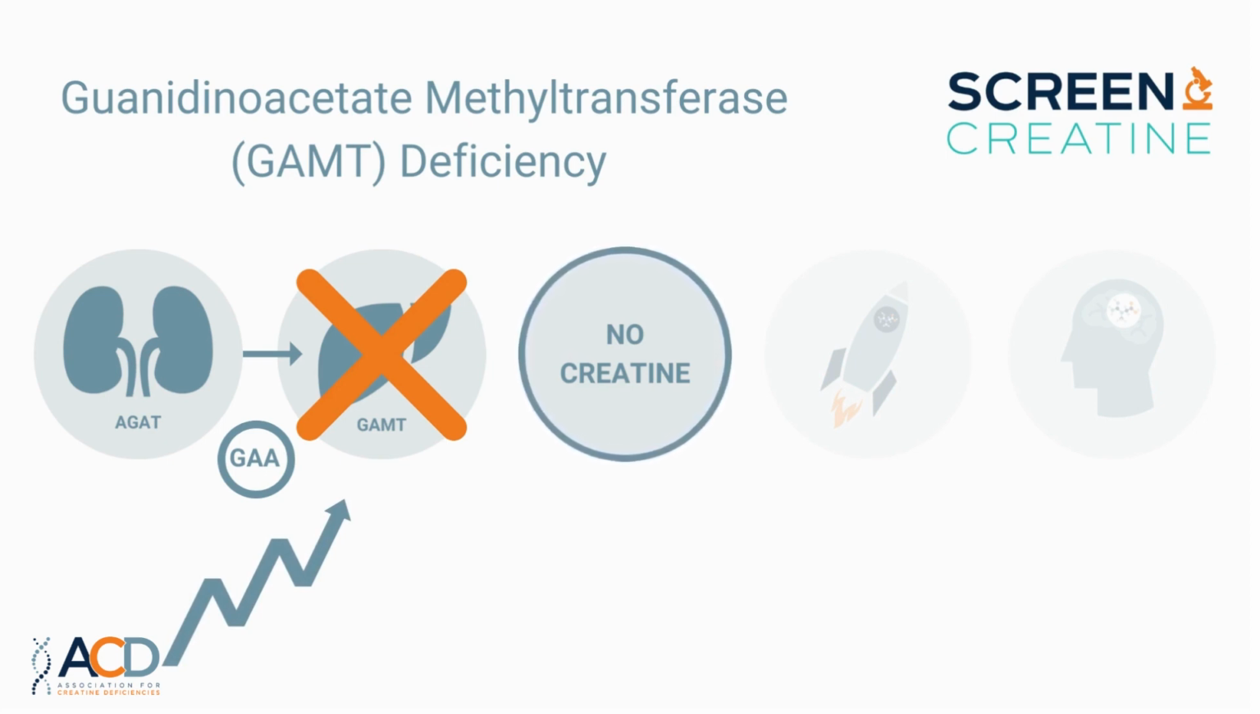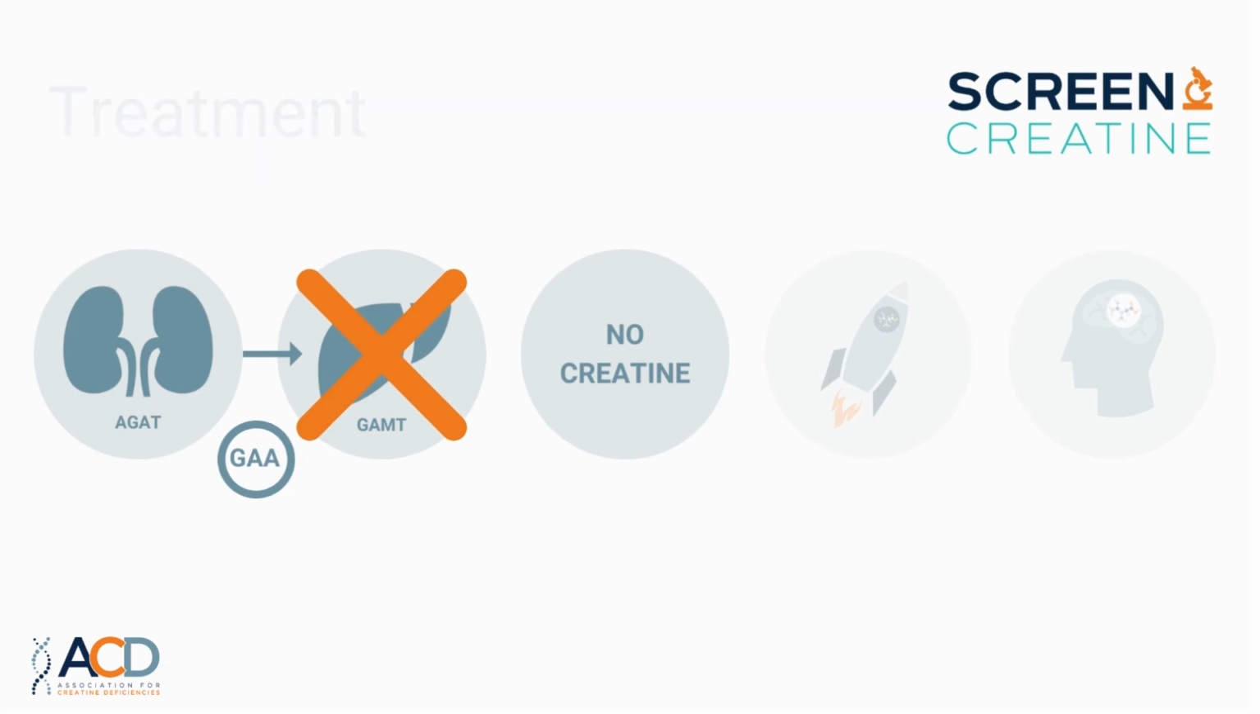Guanidinoacetate, also called GAA or GUAC, is a neurotoxin. It's harmful to the brain. The patient is also lacking creatine, which is important for normal development.